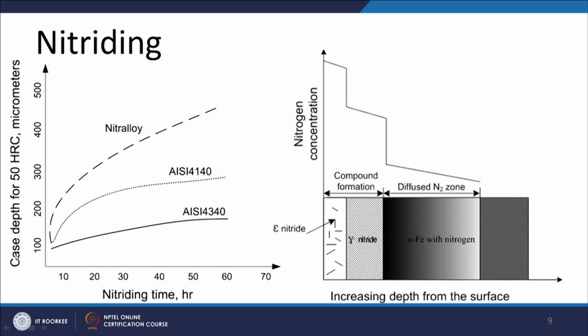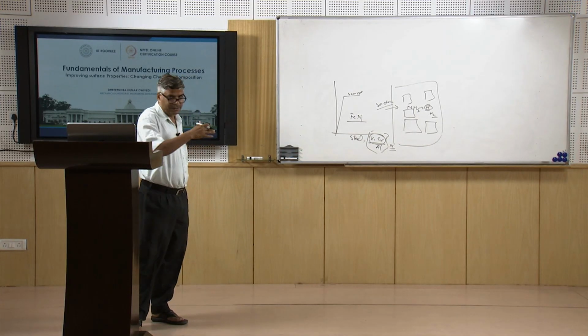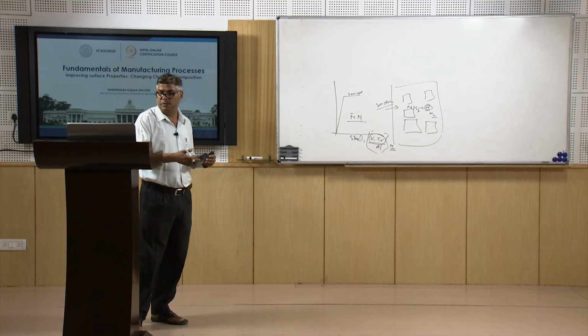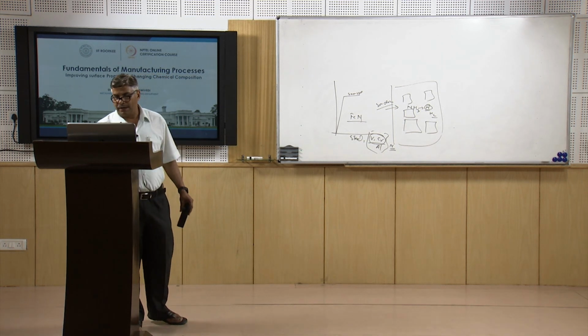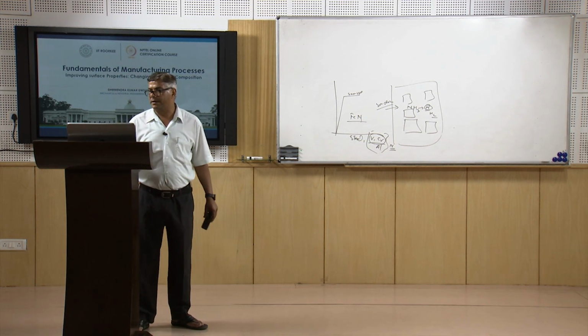So this is the condition that for a minimum hardness of 50 HRC, the depth up to which this much improvement in hardness is achieved is increasing at a lower rate for steel 4340, while the rate of improvement is much faster for 4140, and it is much faster for the nitro alloy. The reason for this is attributed to the presence of different elements in different amounts, which have more affinity to nitrogen, and they will form more hard and stable nitrides.